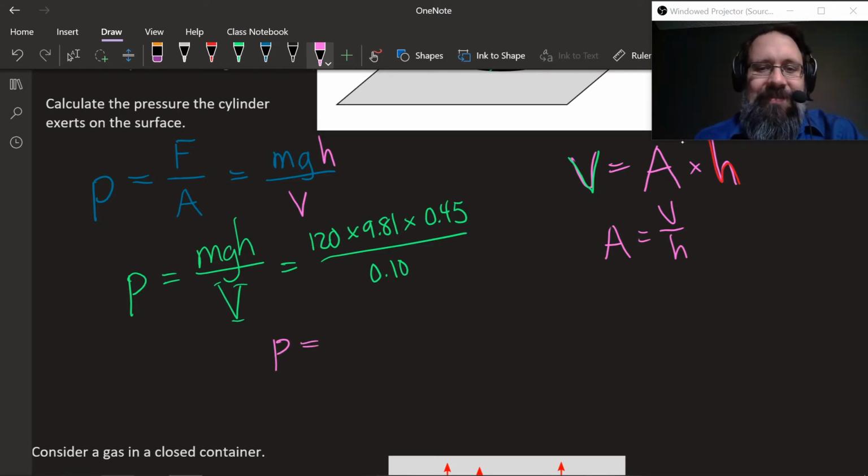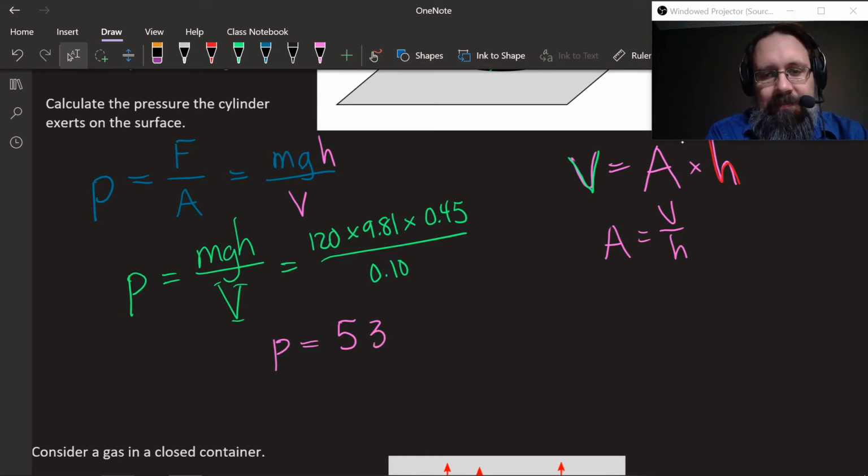Okay, if we plug this all in, I notice how crooked my writing is. I need to try to write straighter. It's difficult. All right, so let me go grab a calculator. I don't have the fancy on-screen calculator, so just bear with me. I think if I try to load it right now, it might slow down my computer, so I'm just going to leave it closed. So 120 times 9.81 times 0.45, and then that divided by 0.1. So that gives us a pressure of 5,300 pascals.